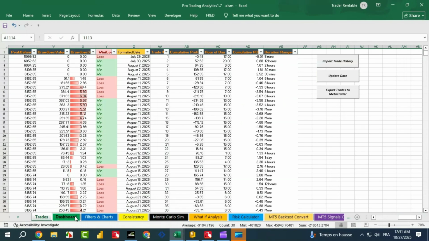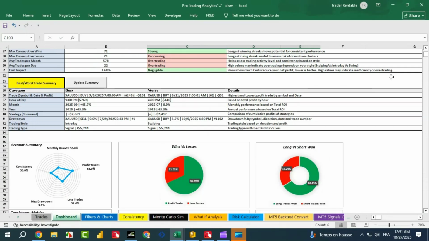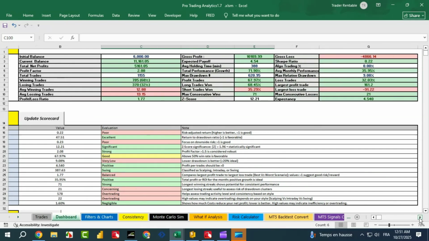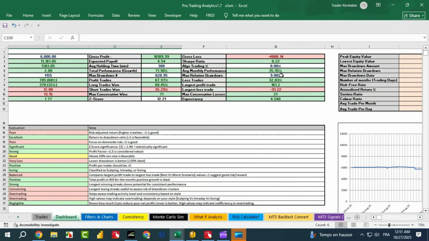In the dashboard, we'll focus only on the key metrics and look for anything unusual or abnormal to keep the video concise, but on your side, you can take your time to analyze everything in more detail. The win rate and performance are good, too many trades or over trading is abnormal, the max drawdown of 9% is okay.